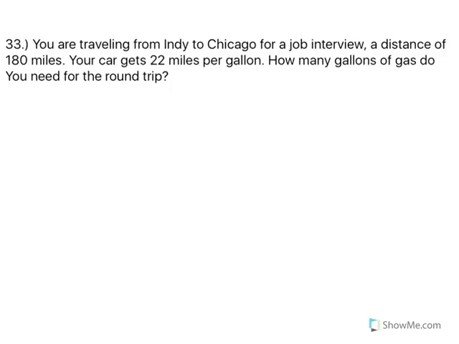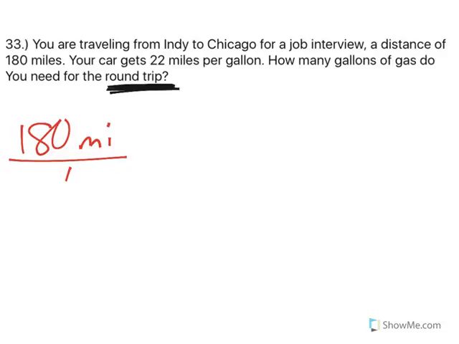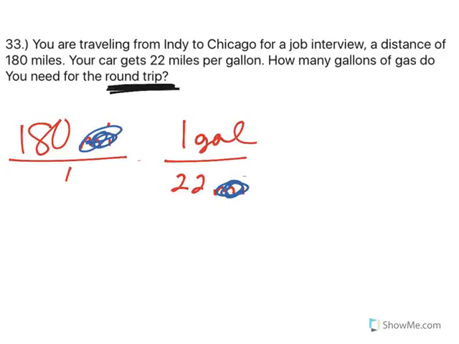And the last one for this page, 33, you are traveling from Indy to Chicago for a job interview, a distance of 180 miles. Your car gets 22 miles per gallon. How many gallons of gas do you need for the round trip? You're going both directions. So I'm going 180 miles. My car gets 22 miles to the gallon. I put the 22 on the bottom because 22 miles, the miles has to cancel out.